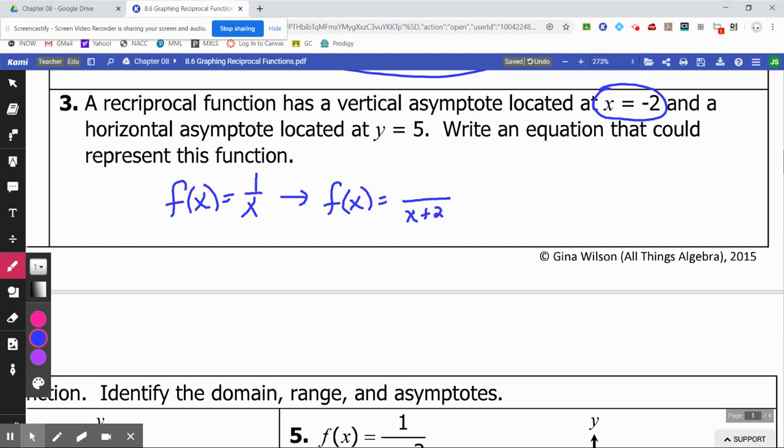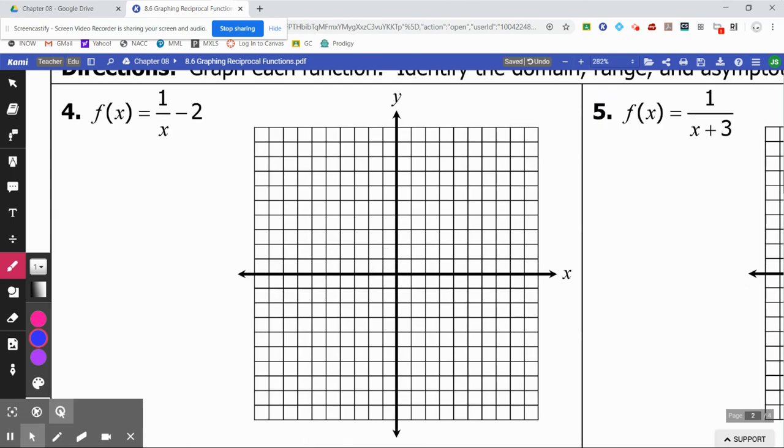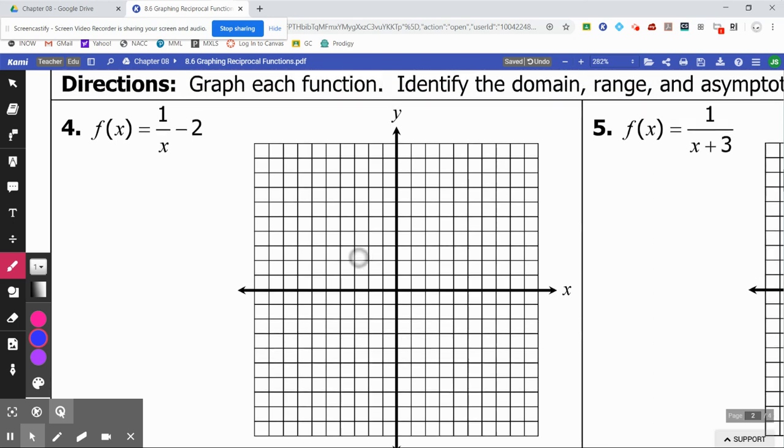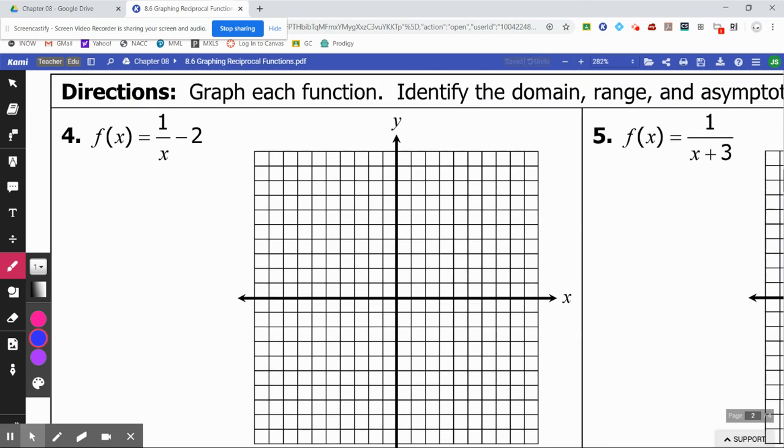It has a horizontal asymptote at y equals 5, and all you have to do is put that plus 5 out here because, again, the opposite of this and whatever this value is, those are going to be your two asymptote lines. Write an equation that could represent this function. There is your equation.